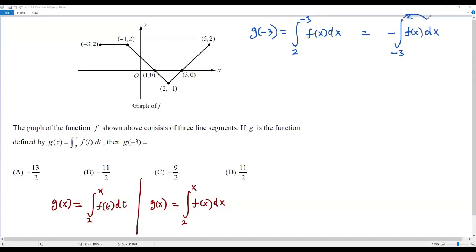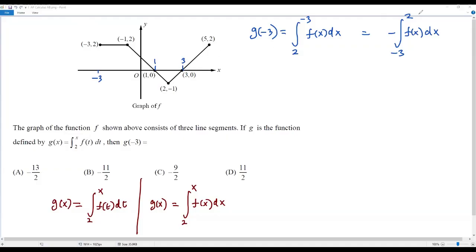Now how do we evaluate the value of this definite integral? Actually, this definite integral tells us the area between the graph of the function f of x and the x-axis from x equals negative 3 to positive 2. Now let's go to the graph and consider the lower limit negative 3 and the upper limit 2. The lower limit negative 3 is over here on the x-axis, and the upper limit 2 has to be between 1 and 3, because here at this point the x coordinate is 1, and here we have 3 as the x coordinate.